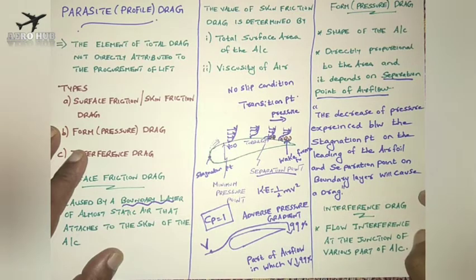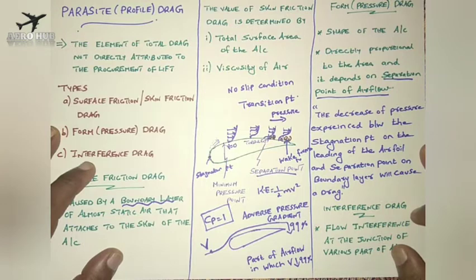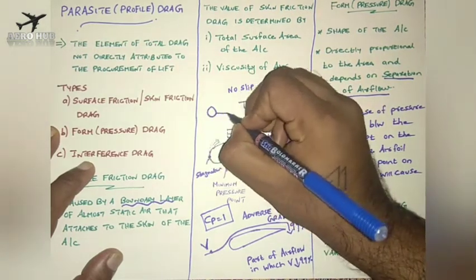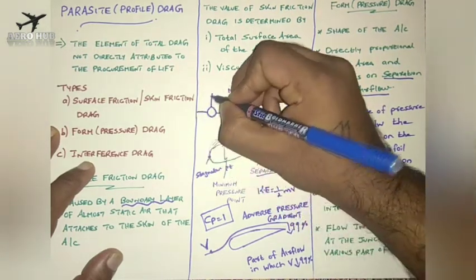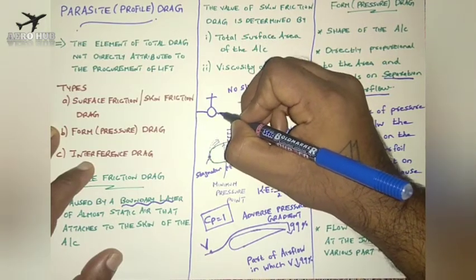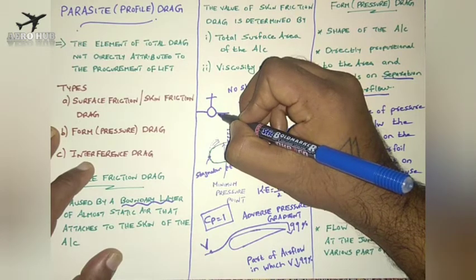Okay, and the last drag is called interference drag, and this is a type of profile drag. As the name suggests, you are aware that for an aircraft there will be different flow fields. For example, I will draw here. This is an aircraft front view. This is the wing and this is the fuselage. So there will be mixing of flow field between the fuselage as well as the wing.